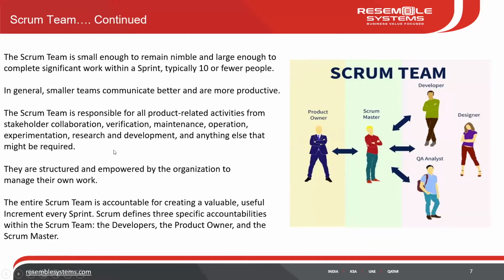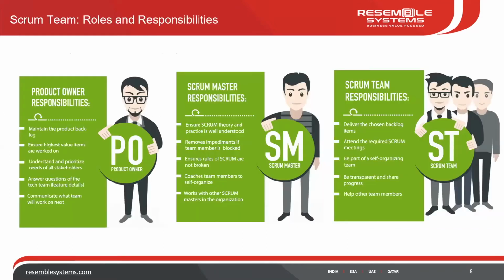Now, the Scrum team is responsible for all product-related activities, from stakeholder collaboration onward. There is nobody else. There is no separate business analyst who works with them, right? There is no separate team, or sub-team within this team. It's not like they will take the task and then delegate it to somebody. No, they will take the task and complete it. So the entire Scrum team is accountable for creating a valuable, useful increment in every sprint. So this is the Scrum team. Let's look into the roles a little further now. The first role that we have to look at is the product owner.